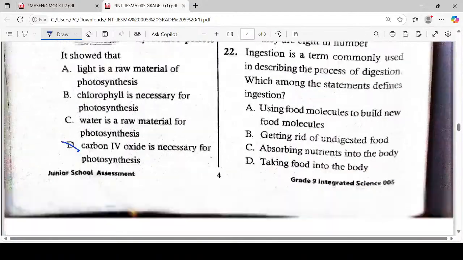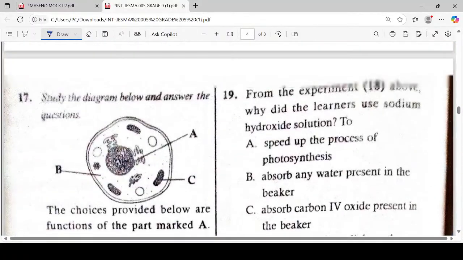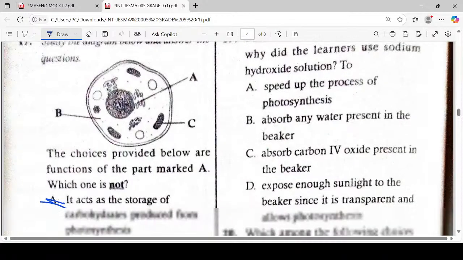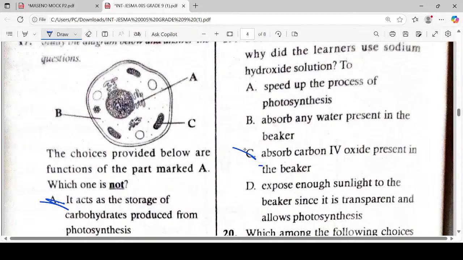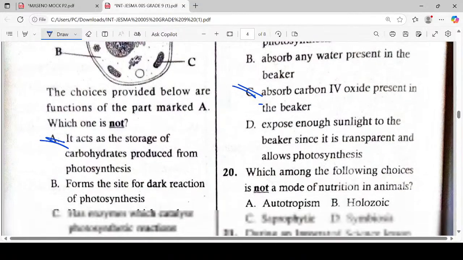Let's look at the next question. From the experiment in question 18 above, why did the learners use sodium hydroxide? I have already explained that: to absorb carbon dioxide present in the beaker. Yes, this is the answer. I have already given an explanation about it. Let's go to question number 20.